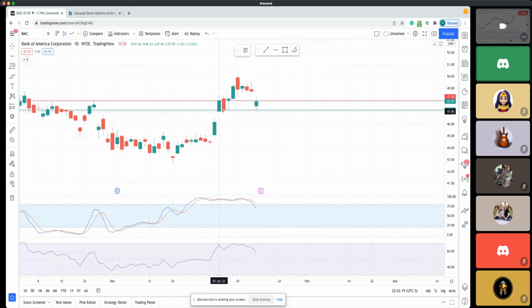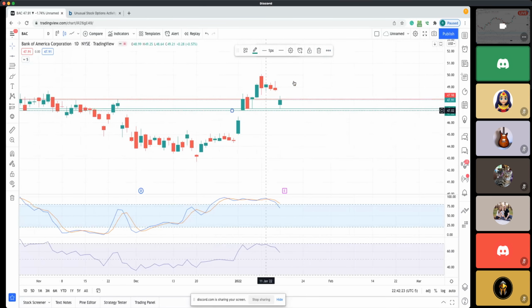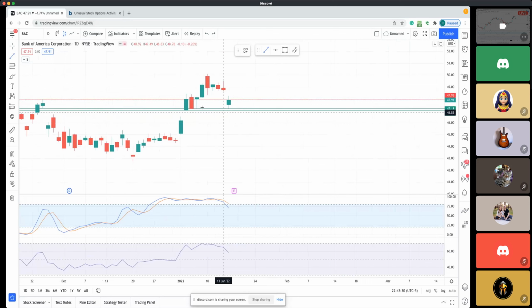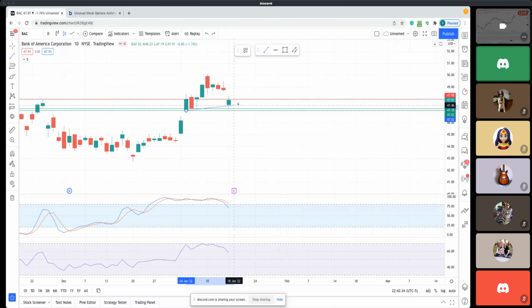So I'm gonna pick a pivot. I'll pick that as my pivot. And I try not to cut any candles. You can cut the wicks, but not the body. Okay, so we got one touch here, another one, and we got one here going, right?